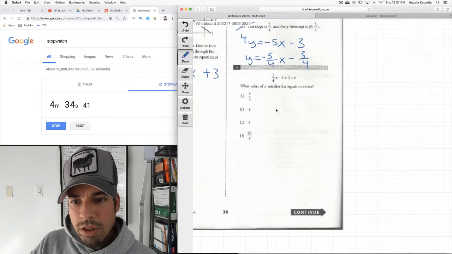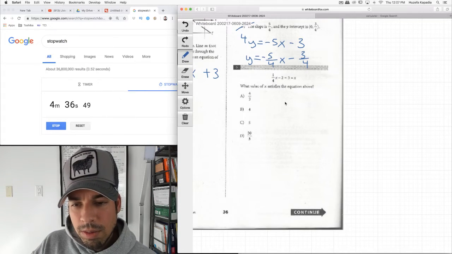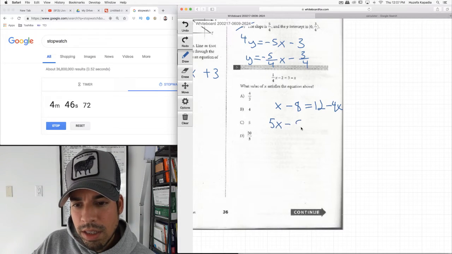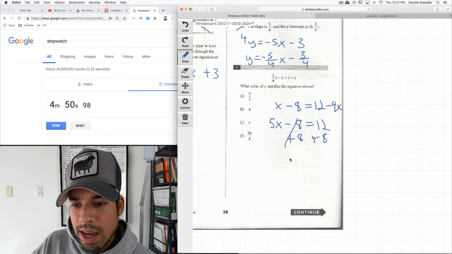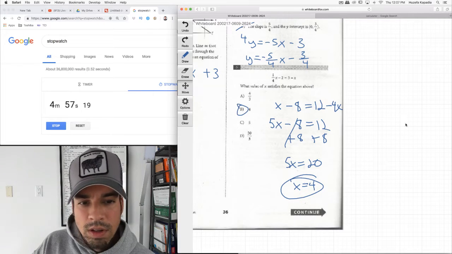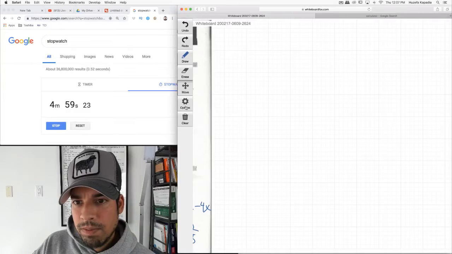What value satisfies the equation above? Let's solve for x. I'm going to multiply everything by 4 to get rid of a fraction, so that's x minus 8 equals 12 minus 4x. Add 4x to both sides, I get 5x minus 8 equals 12. Add 8, 5x equals 20, x equals 4. Okay. Next.